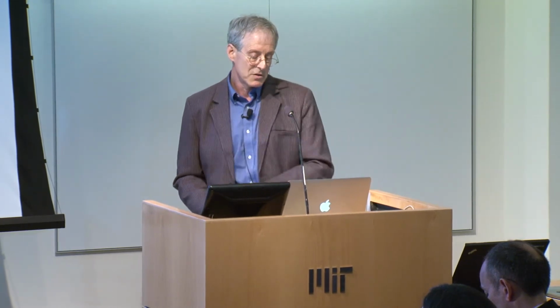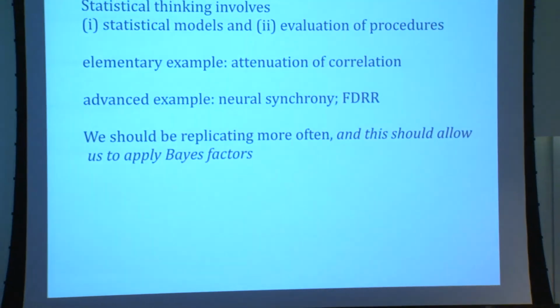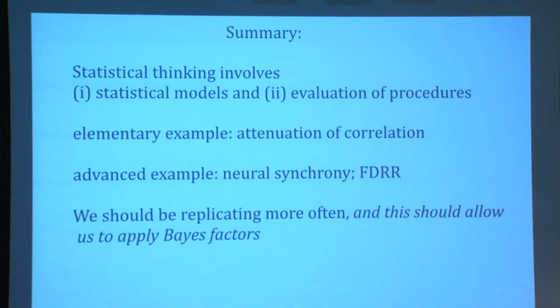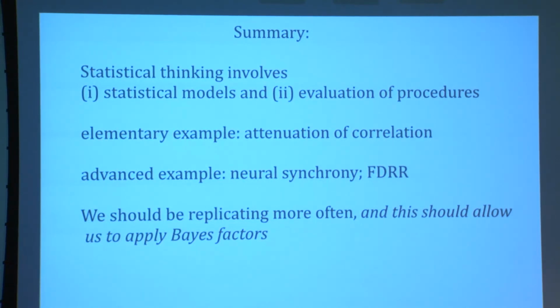Okay, so in summary, statistical thinking involves statistical models and evaluation of procedures. I showed you an elementary example involving attenuation of correlation, and a more advanced example involving neurosynchrony and FDRR, false discovery rate regression. I also said we ought to be replicating more often.